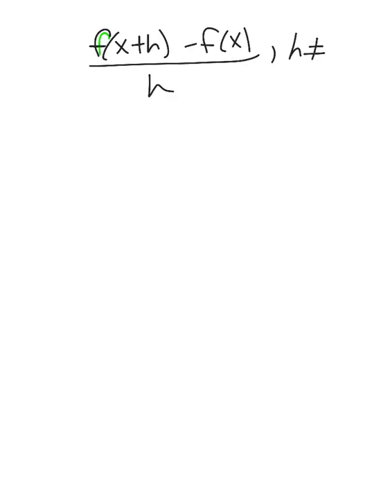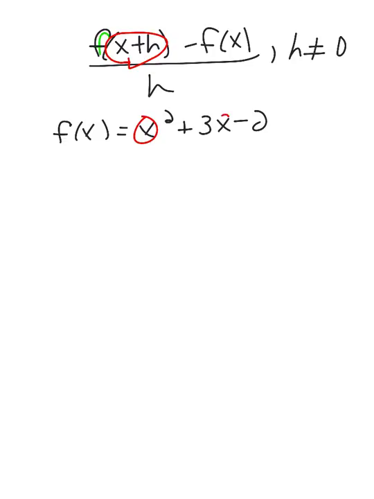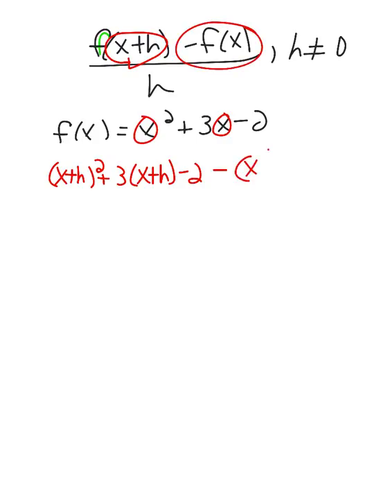And B. Okay, so obviously same formula: f of x plus h minus f of x over h, and h cannot be equal to 0. My function is f of x equals x squared plus 3x minus 2. So I start by inputting this into the two x's. So it's x plus h squared plus 3 times x plus h minus 2, minus your f of x, so that's the whole thing, x squared plus 3x minus 2, over h.